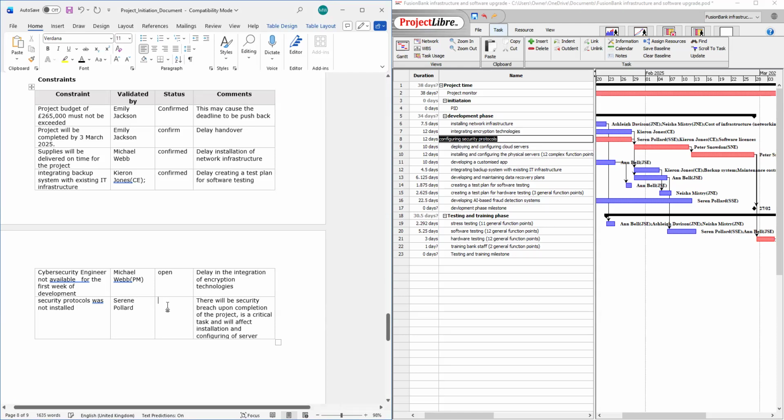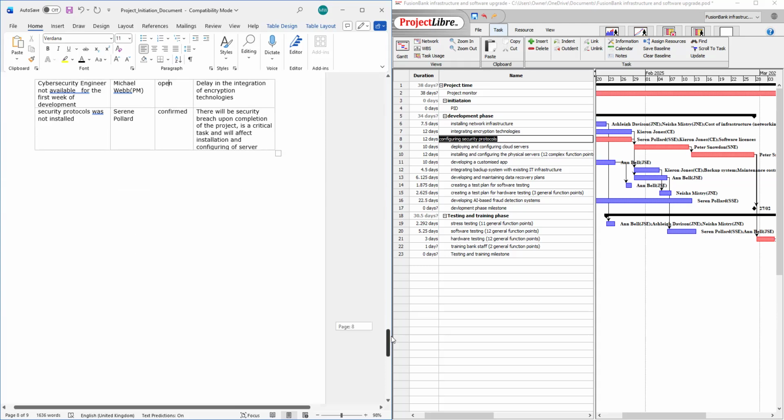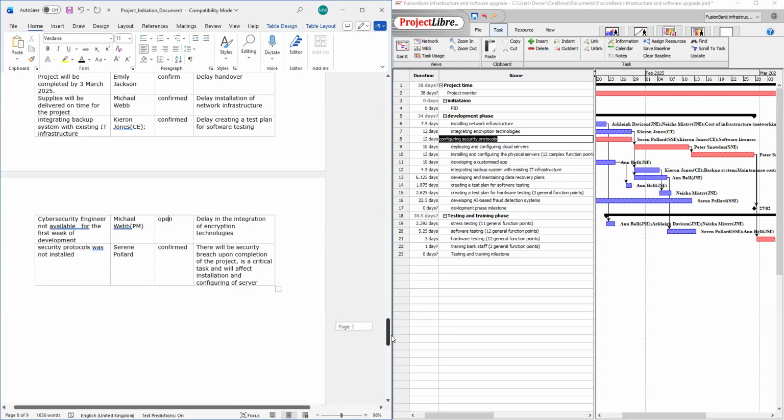Right? And this would be confirmed because it is a critical task. All right? And that's how we would do the constraints for now.